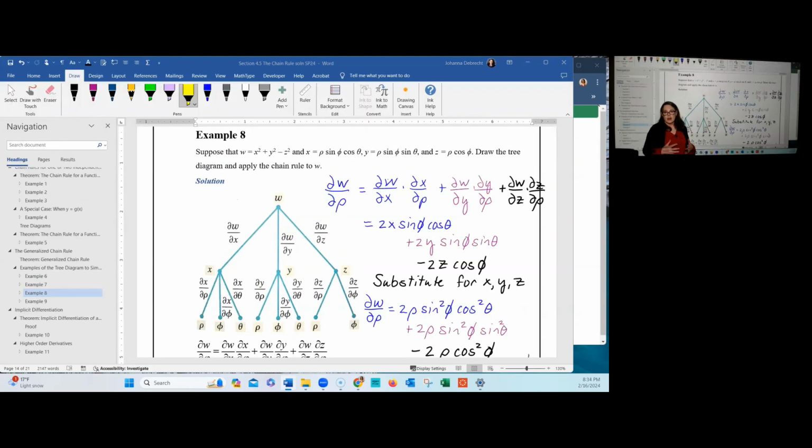This is a really complex, enormously long problem. Let's work our way through it. First, I want to focus on the partial of W with respect to rho. This requires the partial of W with respect to X, which is 2x, times the partial of X with respect to rho, which is sine phi cosine theta. Then we add to that the partial of W with respect to Y, which is 2y, times the partial of Y with respect to rho, which is sine phi sine theta.